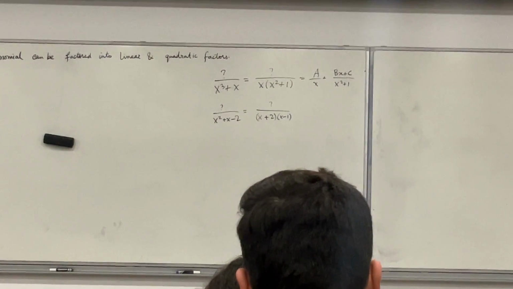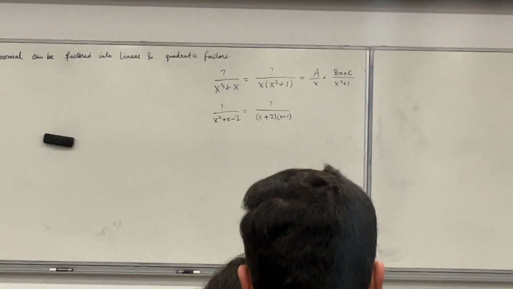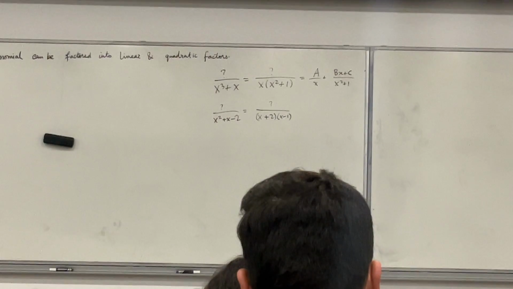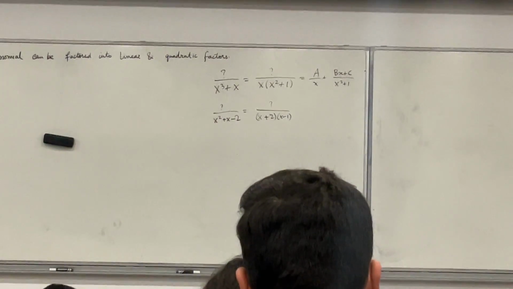Yeah, there's 3 terms on the right. An A, a B, a C, a D, whatever, however many terms you have. So that's the general strategy.